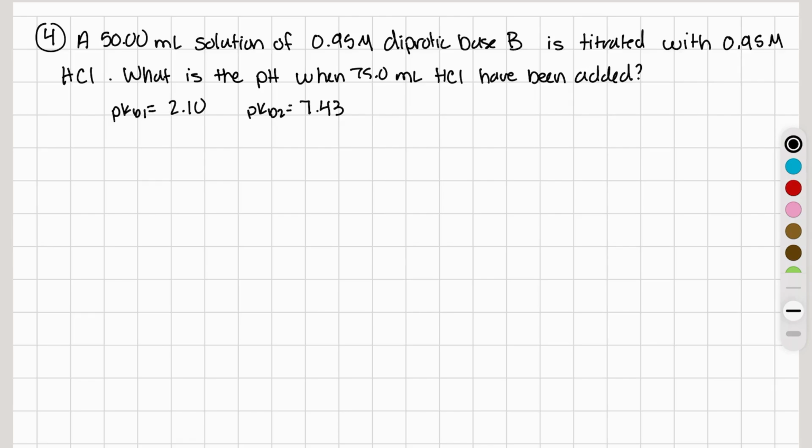And we're given some pKb values. Hopefully you've noticed a trend. This is our third problem where we're given a titration and we're wanting to find the pH at a specific point of that titration. So that is a pretty common theme because that's a lot of what we did this week.